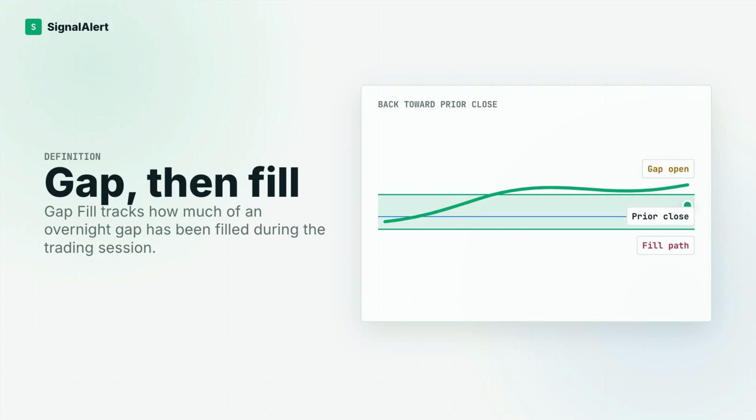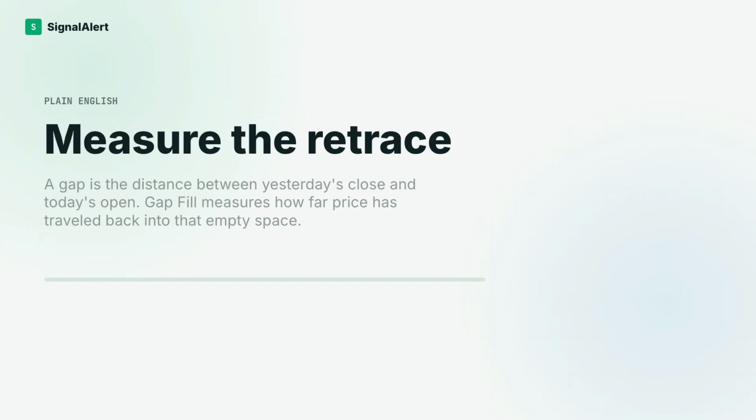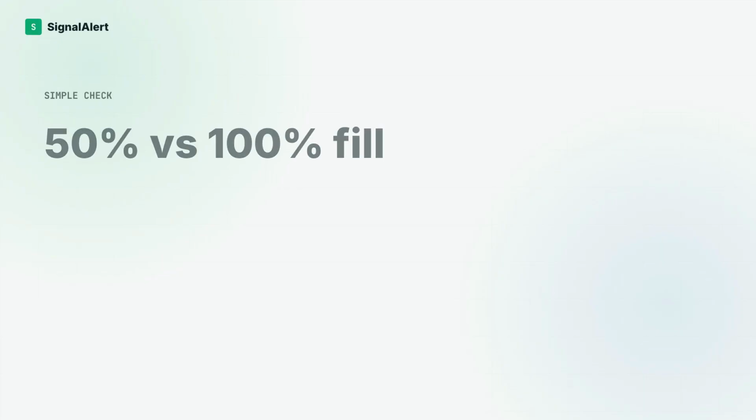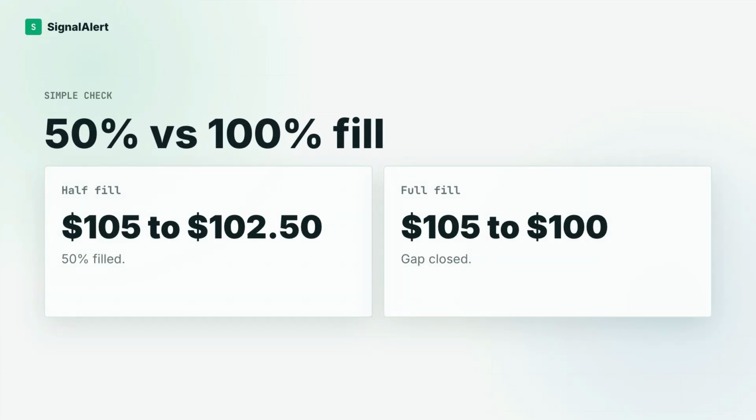Here is the easiest example. A stock closes yesterday at $100. This morning it opens at $105. That is a $5 gap up. If price later falls to $102.50, it has filled half of that gap. That is a 50% gap fill. If price falls all the way back to $100, the gap is fully filled. That is a 100% gap fill.